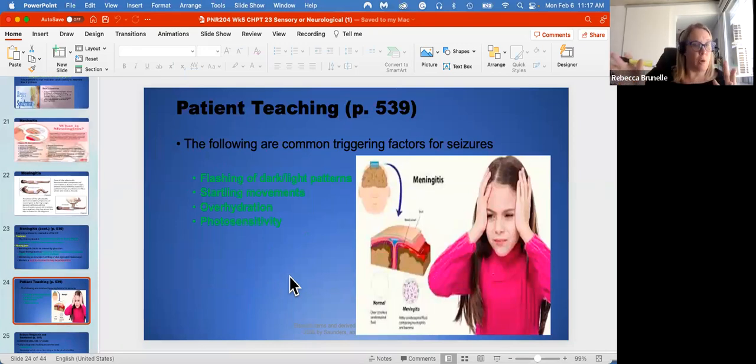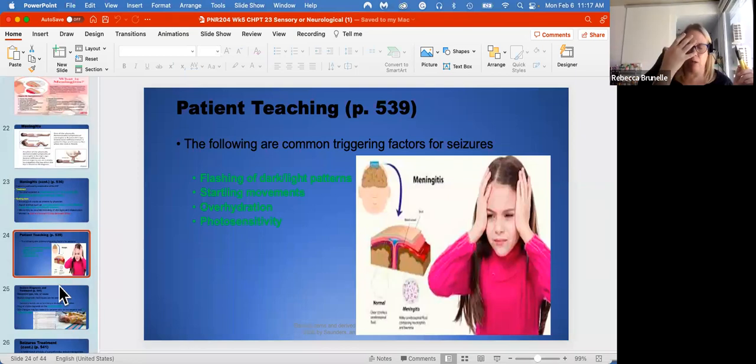So if you have meningitis, you are at increased risk for seizures, but kids can have seizures outside of having meningitis. Sometimes kids have a seizure disorder, and sometimes it can be a one-off, like a febrile seizure when they're young, or they have meningitis and they have seizures. So there are certain things that make it more likely that a child will have a seizure: flashing lights when they're really young, startling movements, overhydration, which can lead to sodium imbalances, or photosensitivity, which is just being sensitive to lights.